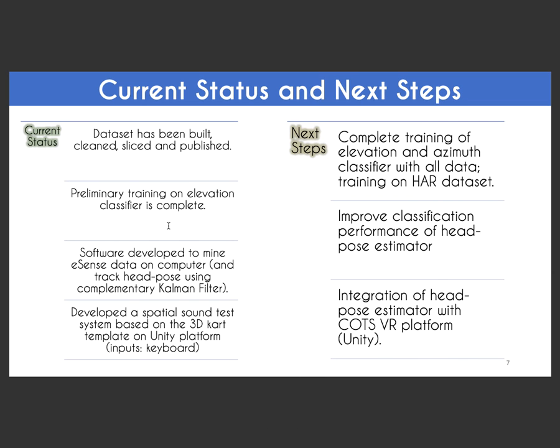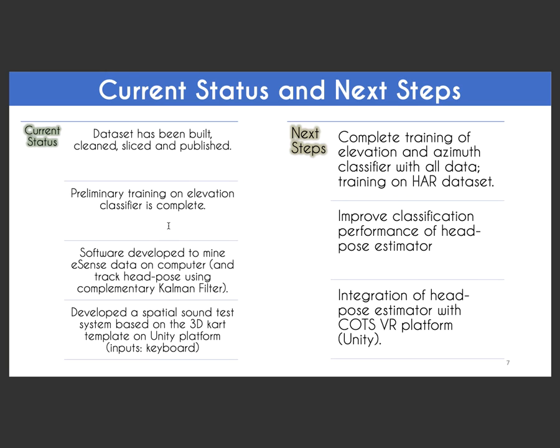In summary, our current status is that we have done everything, but all of the pieces are fragmented. We have trained the classifier on the elevation data, and we have developed several different pieces of software. As I showed, my peer developed a simulation environment in Unity, and we have also developed software to mine sensor data into the computer. Apart from that, I also tried to find out how Kalman filters would perform, however they don't perform that well. So what are the next steps?